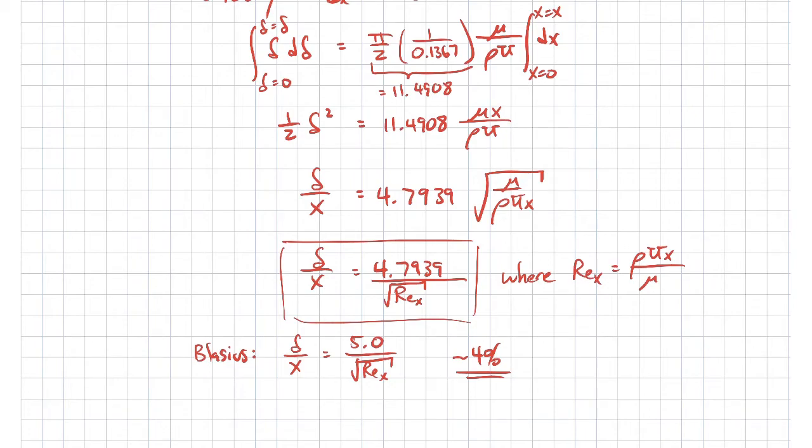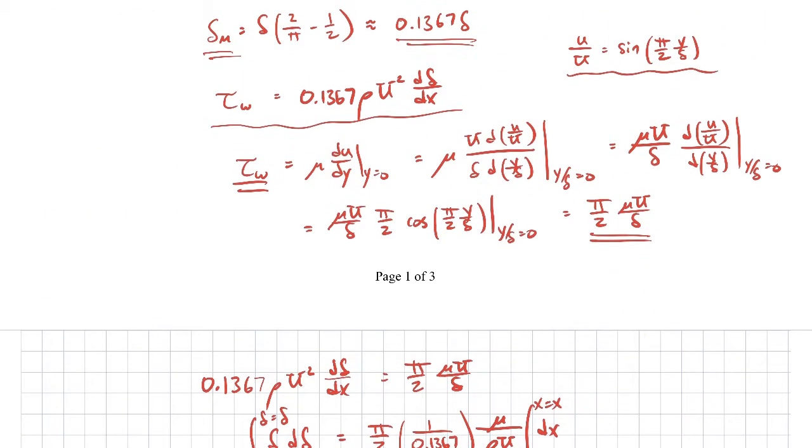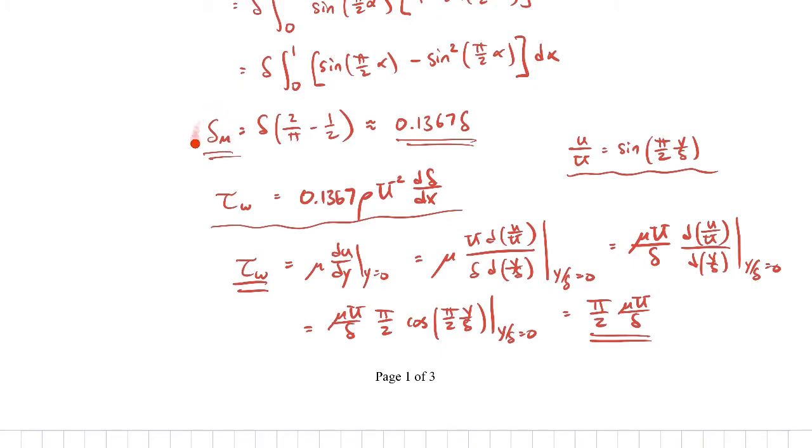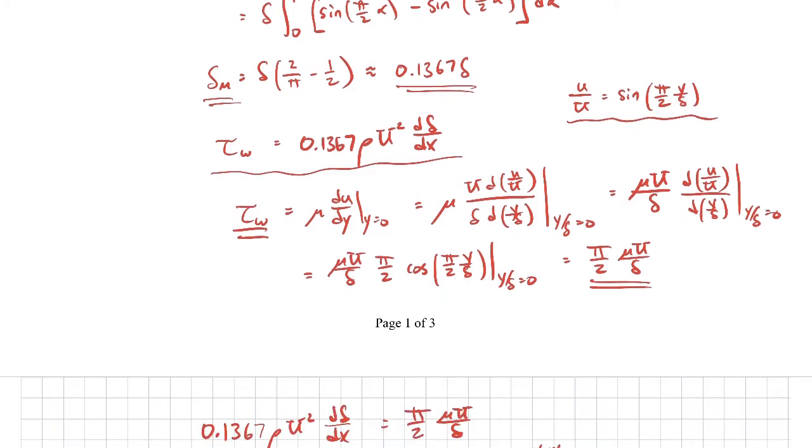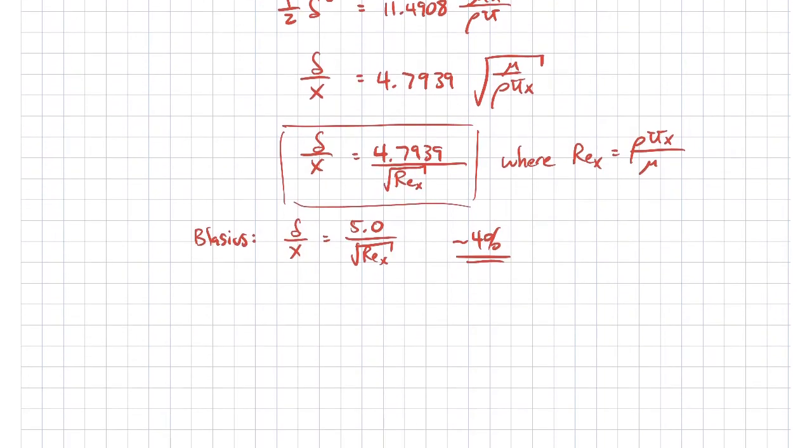Okay, so now that we have that expression for the 99% thickness, we could go back up here and solve for our momentum thickness. If you recall, we had the momentum thickness is equal to about 0.14 times delta, so we could certainly substitute in for that. And if you do that, you'll get the momentum thickness over x is equal to about 0.6553 over the square root of the Reynolds number. And that's only about 1% different from the Blasius solution.